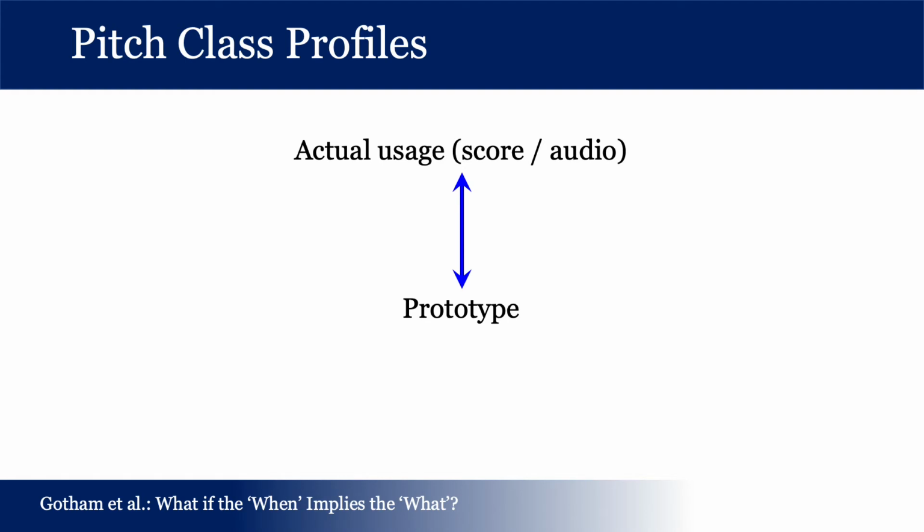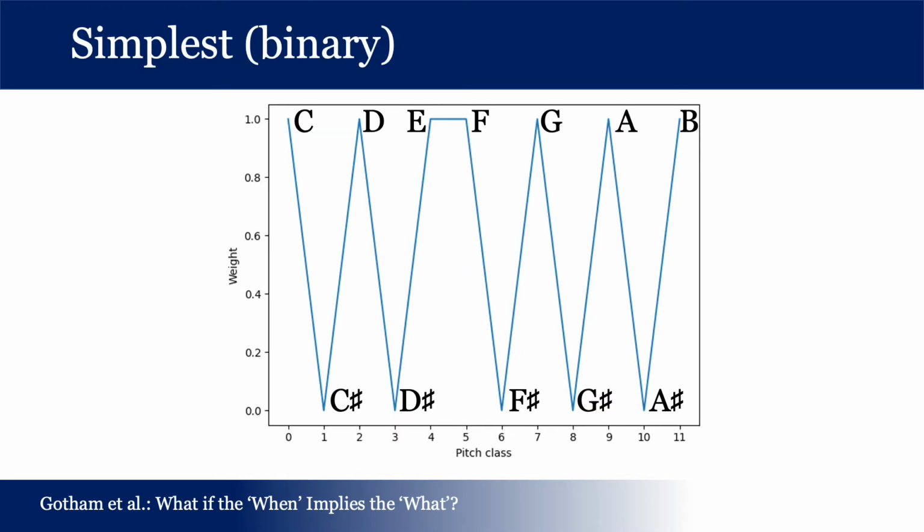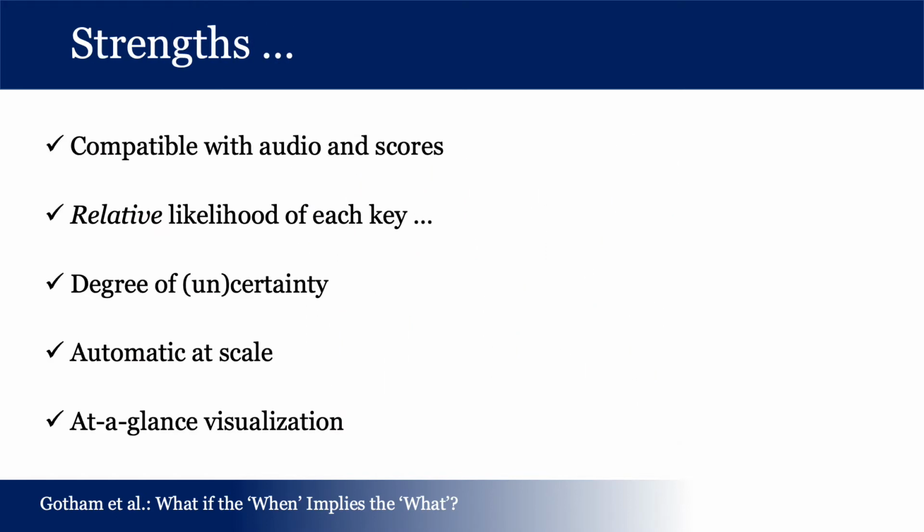Profile matching involves comparing the usage of pitches in a source, either audio or symbolic, with a prototype for expected behavior. Often a binary profile is used, with 1 for membership of the key or chord and 0 for non-membership. The profile matching approach brings many advantages, though there are some issues with the simple binary prototype.